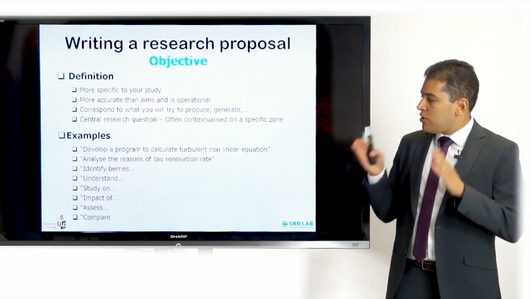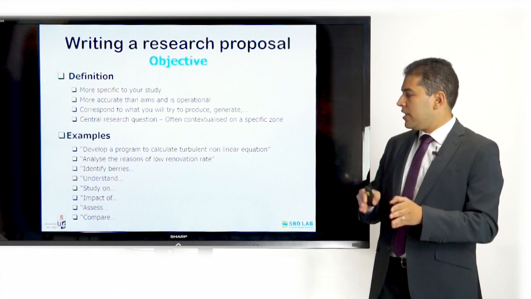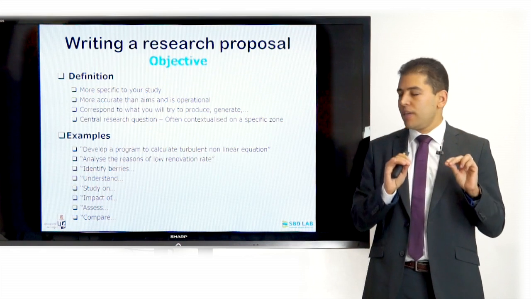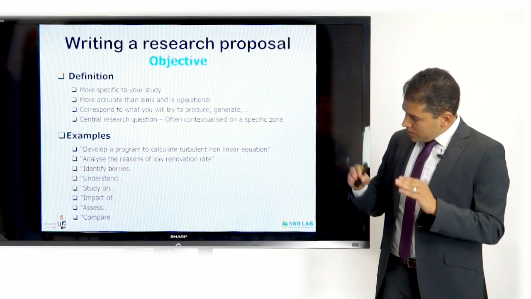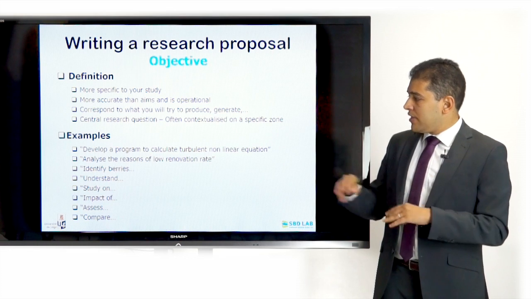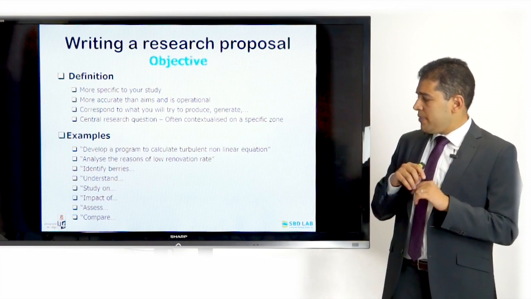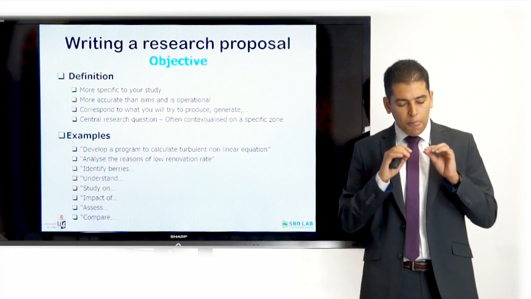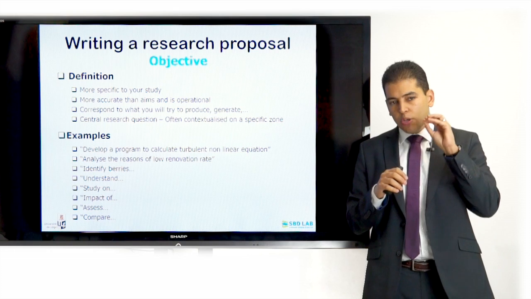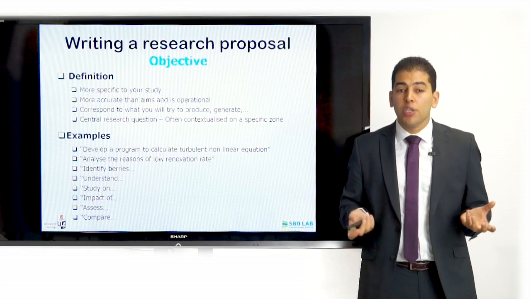So here I'm saying my objective is to develop a software or a program to calculate turbulent nonlinear equations. Here the objective became very clear. Analyze the reason of low renovation rate. Identify barriers. Understand, study the impact of, assess, compare. So the objective has to be very clear, very precise, to the point, talking about a specific aspect. So in general, it should be combined with the aim.